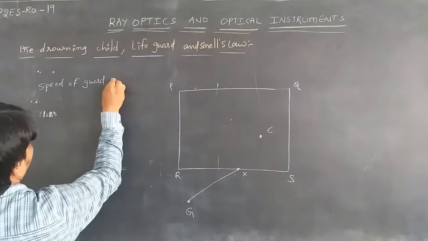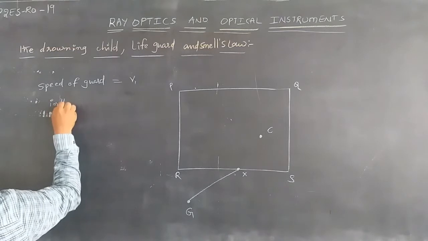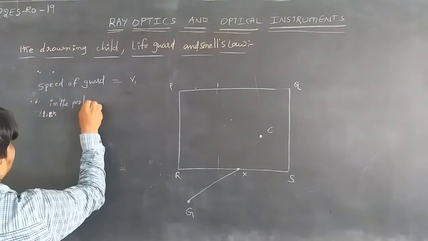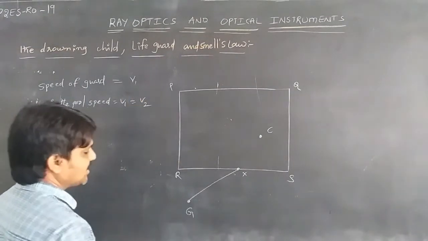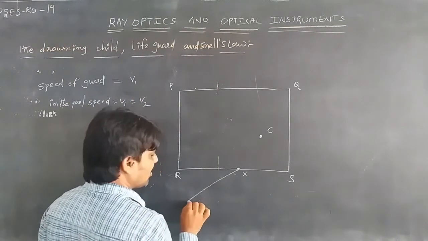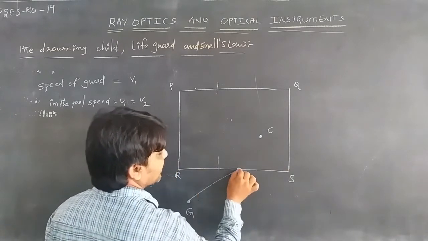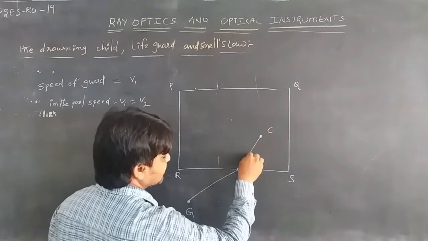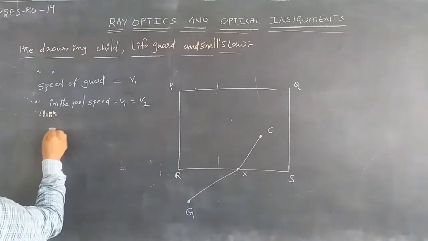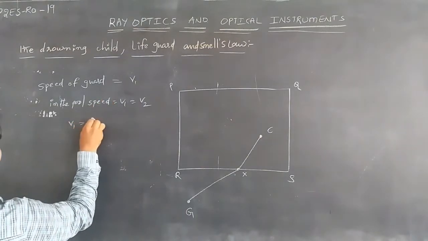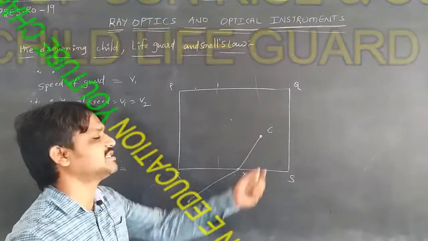Speed of the guard outside the pool is V1. In the pool, the speed is also V1, that is equal to V2. Means he enters at point X on the side of RS and reaches the child with the same speed. So it is clear that V1 is equal to V2, meaning the velocity whenever the guard reaches point X and from X to C is also the same.